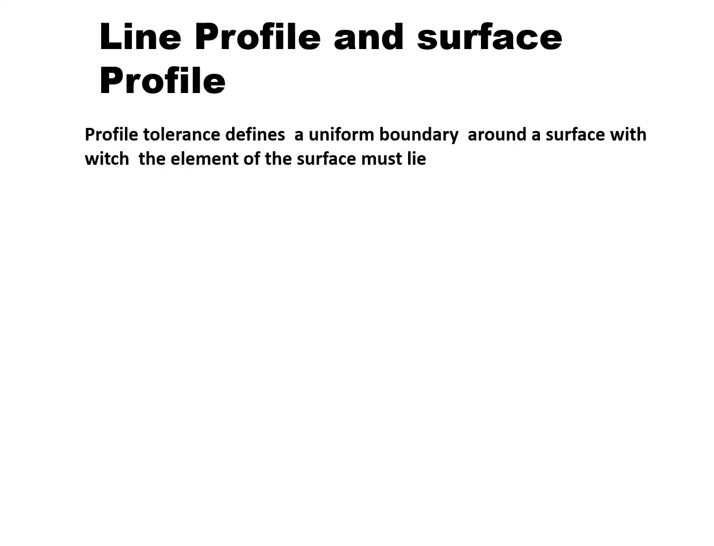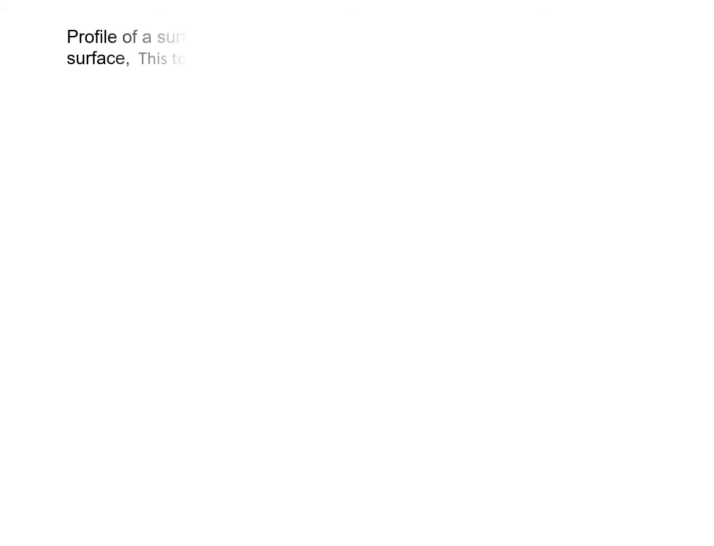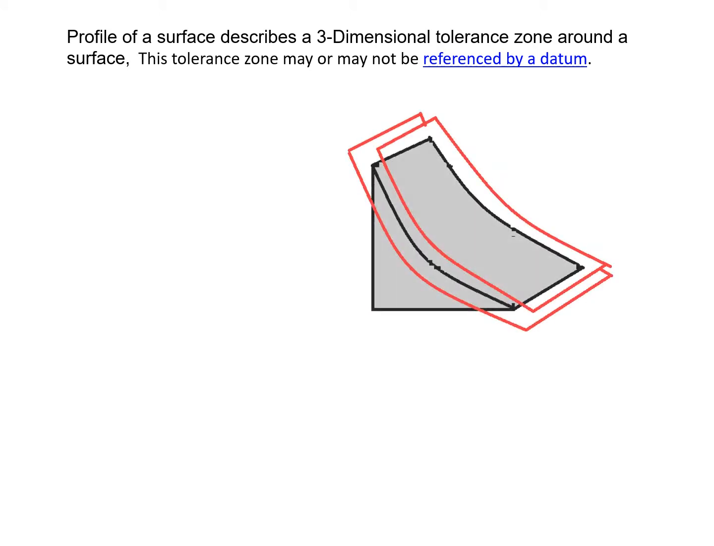Profile tolerance is defined as the uniform boundary around a surface within which the elements of the surface must lie. Let us try to understand this. Consider an example. In this example, you can see that profile tolerance is mentioned as O3 with respect to datum A. This means that we have to consider a three-dimensional tolerance zone around the surface.